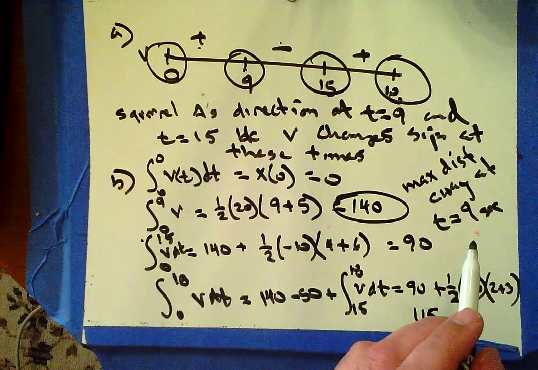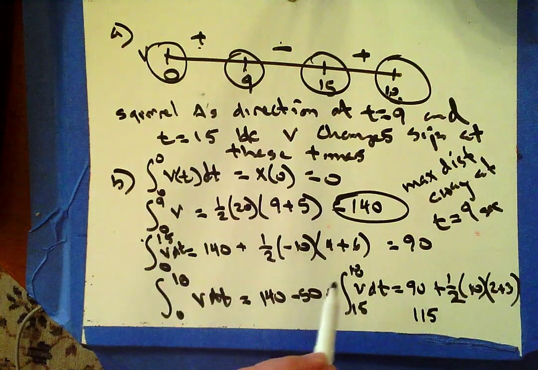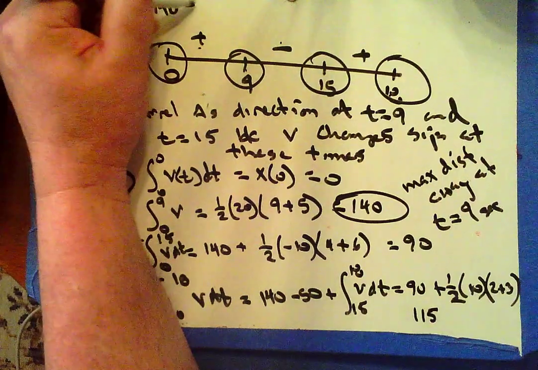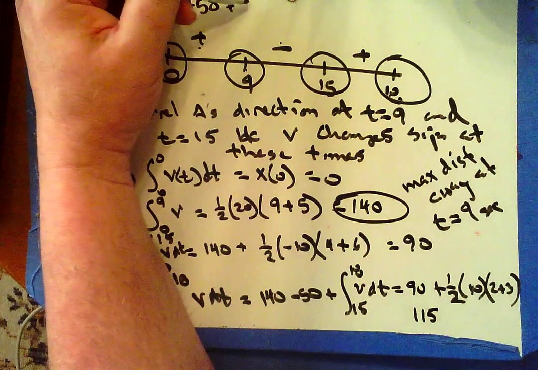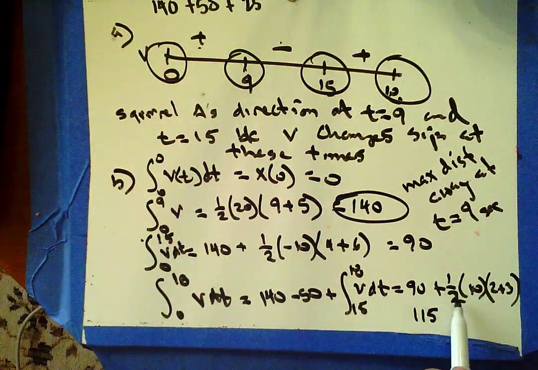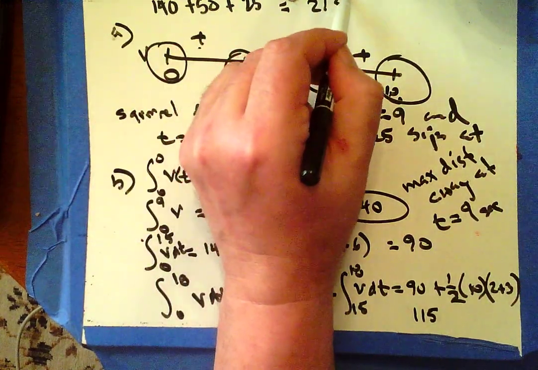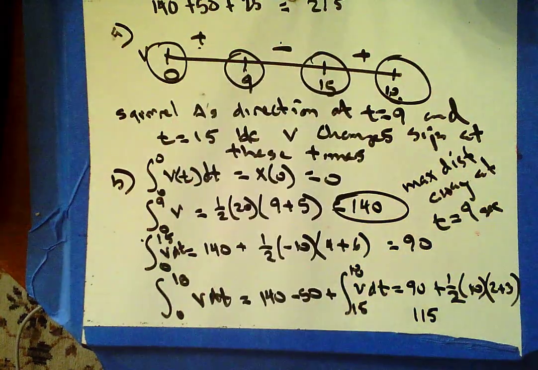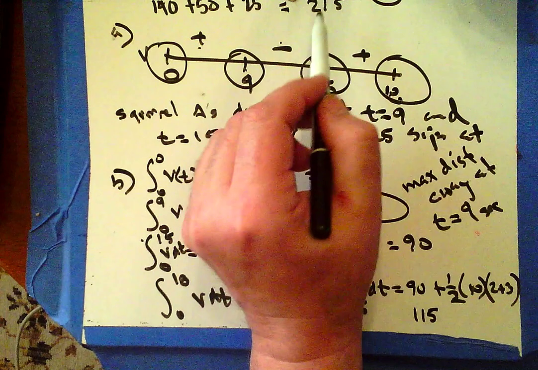Okay, total distance the squirrel traveled. Oh, well, we've got all these convenient numbers. So the total distance was 140 plus 50 plus 25, 5 times 5, 25. 190, 215. I had 265 before. I better check again. Yep, 215. That's good. Okay, so there's part C.